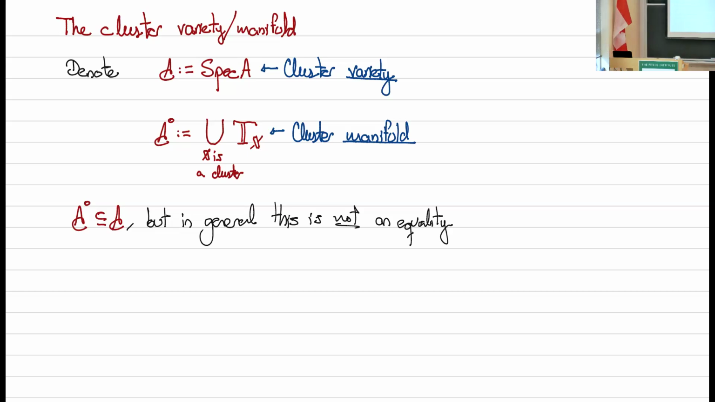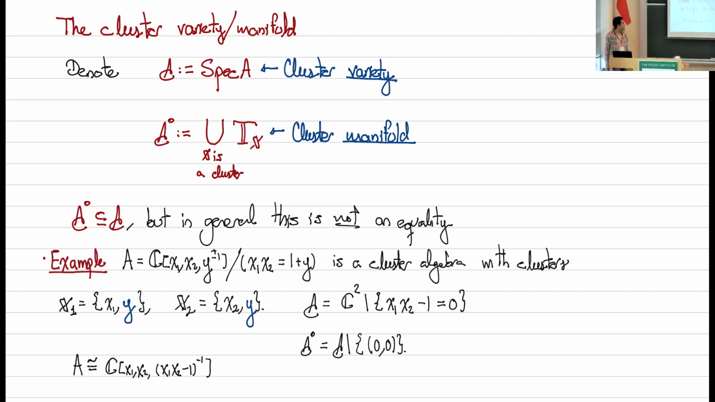Okay. So in general, this is not an equality. The cluster manifold is just properly containing the cluster variety, even when the cluster variety is smooth. Okay? As the easiest example, we have this cluster algebra. The quiver is very easy. Since you're not allowed to mutate at y, you only have two clusters, x1, y and x2, y. And the relation is just that x1 x2 is 1 plus y.